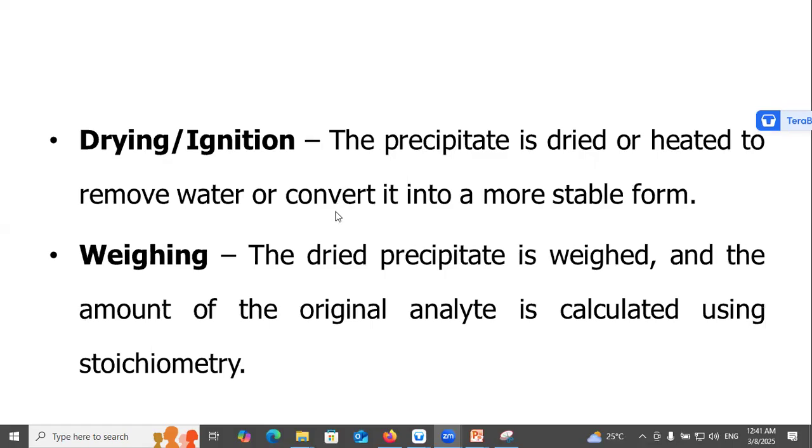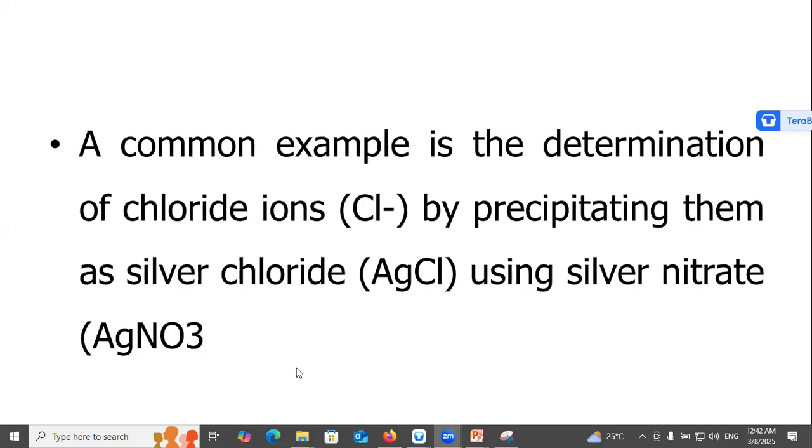Drying or ignition. The precipitate is dried or heated to remove water or convert it into a more stable form. Weighing. The dried precipitate is weighed and the amount of the original analyte is calculated using stoichiometry. A common example is the determination of chloride ions by precipitating them as silver chloride using silver nitrate. It is an example of precipitation gravimetry.